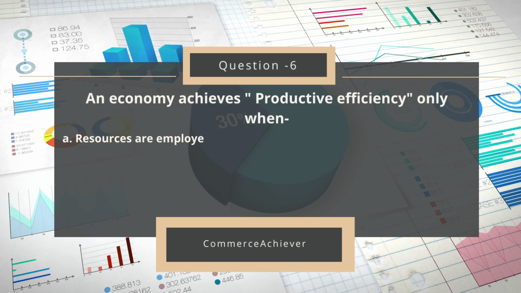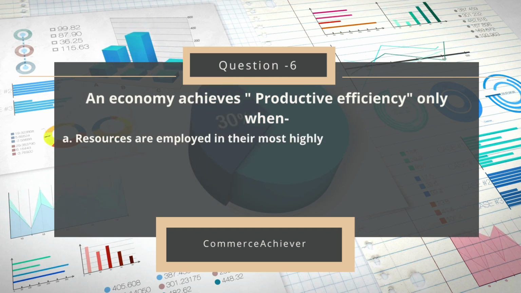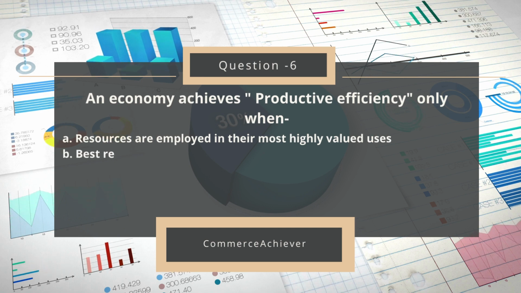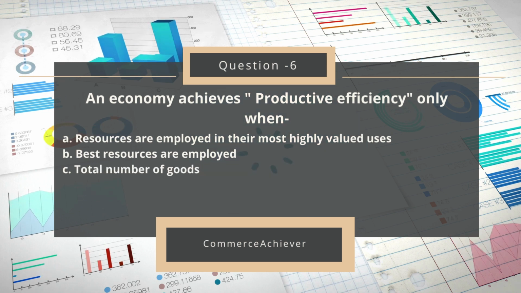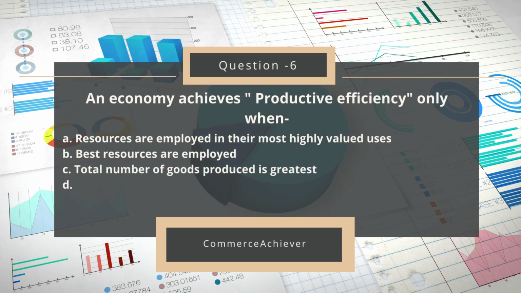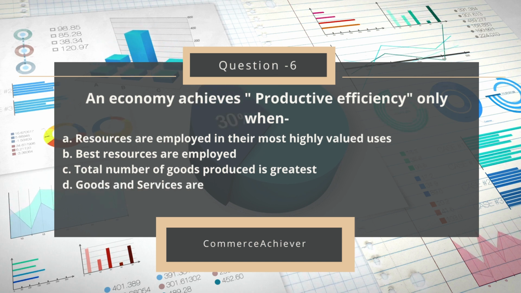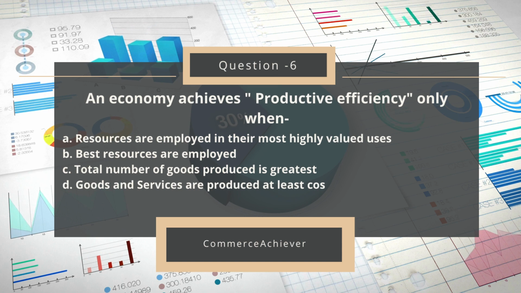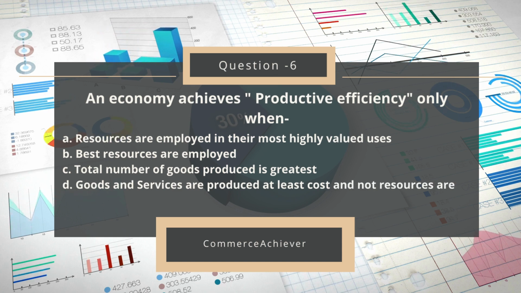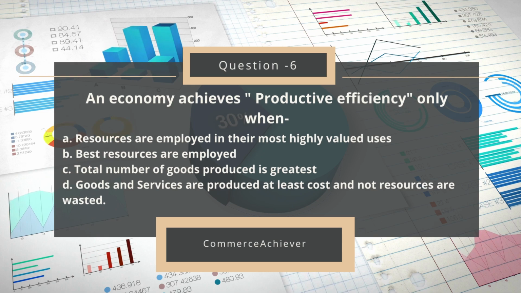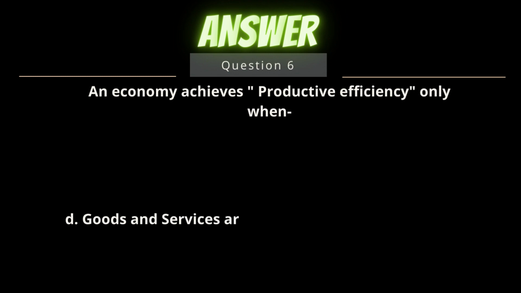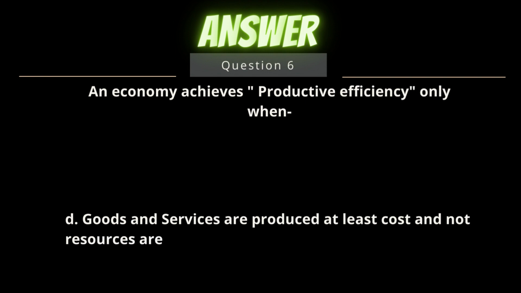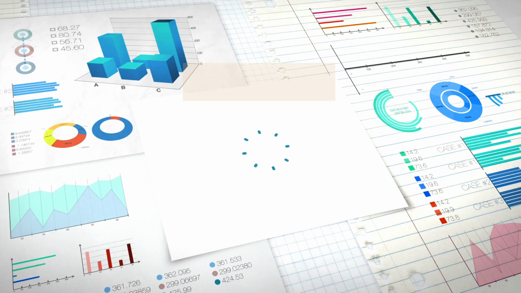Next, question number 6. An economy achieves productive efficiency only when: A. Resources are employed in their most highly valued uses, B. Best resources are employed, C. Total number of goods produced is greatest, and D. Goods and services are produced at least cost and no resources are wasted. The answer is D. Goods and services are produced at least cost and no resources are wasted. An economy achieves its productive efficiency.